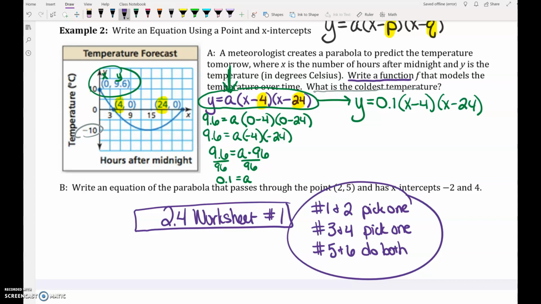So this used to be a 6-problem worksheet. We just cut it down to a 4-problem worksheet. Is that okay with you all? Are you sure? Positive? Okay.